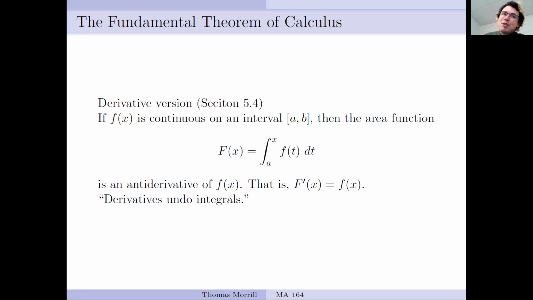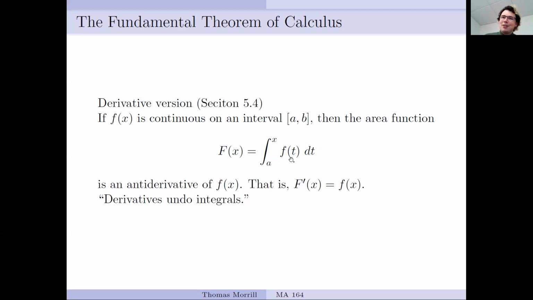The payoff to this version of the theorem is that this capital F of x is one of those antiderivatives for lowercase f of x. So another way to say that is capital F prime is equal to f of x. So this is the version of the fundamental theorem that comes up a little bit less often, but it's still useful. I like to think of this as saying derivatives undo integrals.